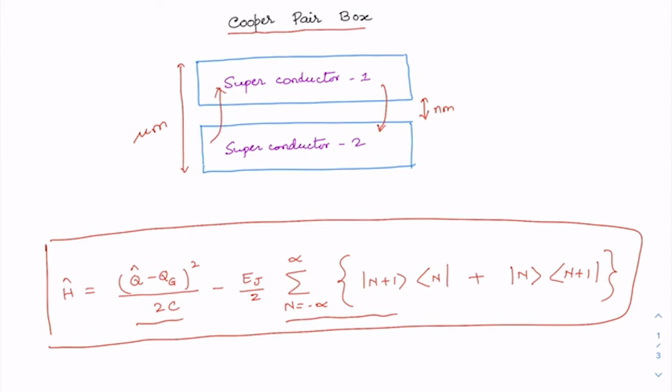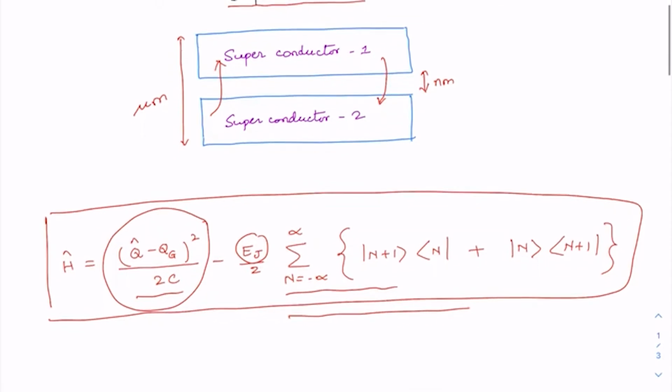Q_g is the gate charge here, and E_J is the Josephson energy. Then the question was how to solve this Hamiltonian and mainly how to realize a two-level system out of it. In the first step, we took tunneling as a perturbation and ignored it. We simply considered the first term of this CPB Hamiltonian.